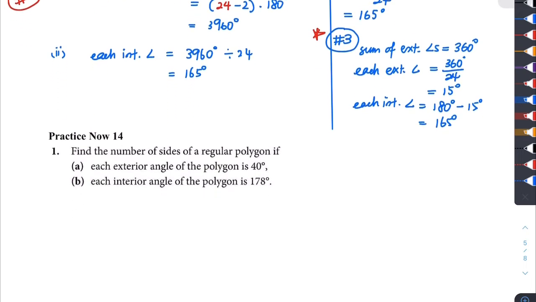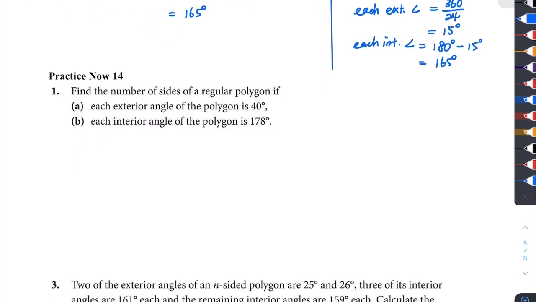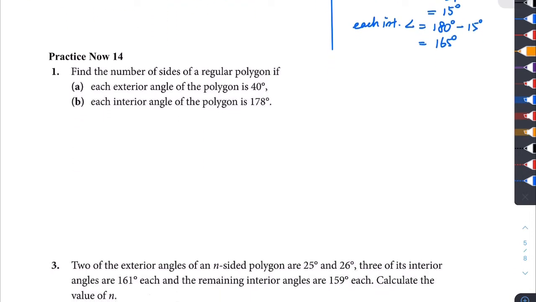Now practice 14. Find the number of sides of a regular polygon. So we have a regular polygon over here. If each exterior angle of the polygon is 40, we need to find the number of sides. So we need to find n. Since we are looking for a regular polygon, each exterior angle is just 360 degrees divided by n, correct?